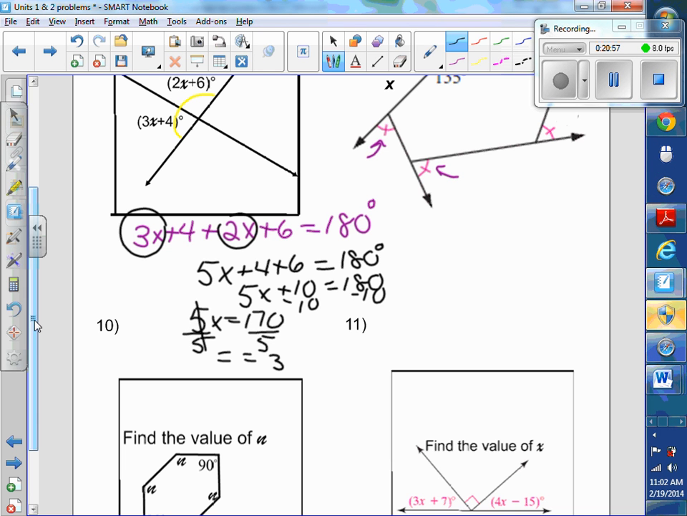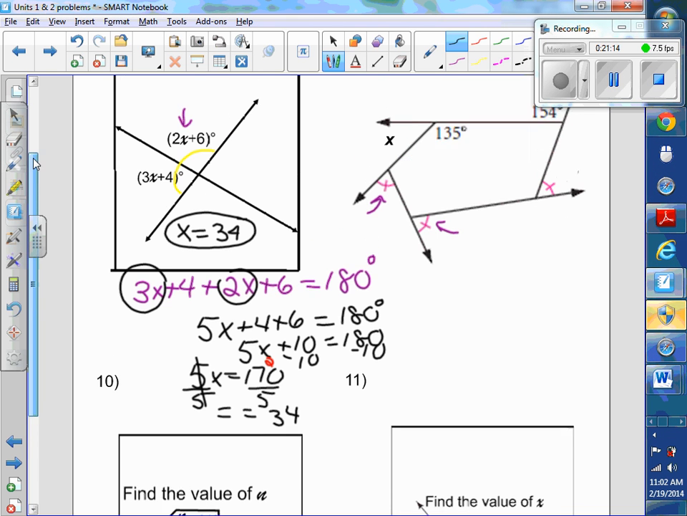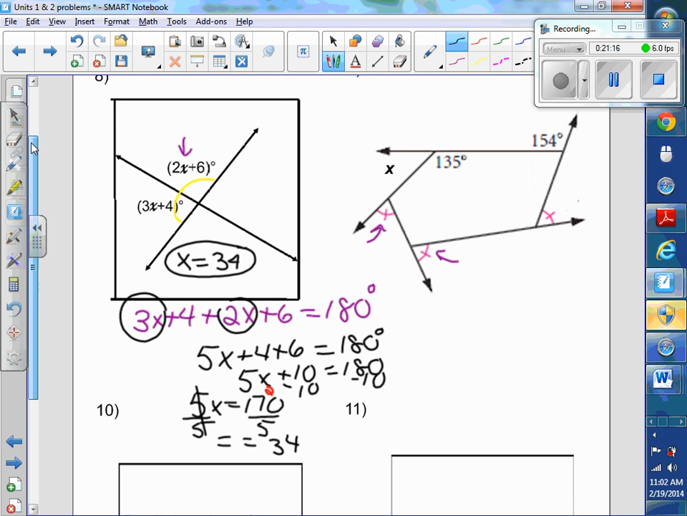5 goes into 17 3 times, with a remainder of 2. 5 goes into 20 four more times. So x equals 34. That's a hard problem. Wait, don't you have a remainder? No, because 20 ends in a zero. Okay, so I'm going to stop there for right now.